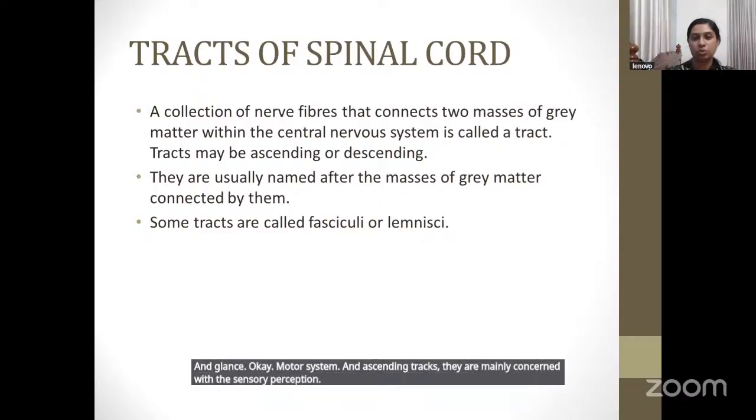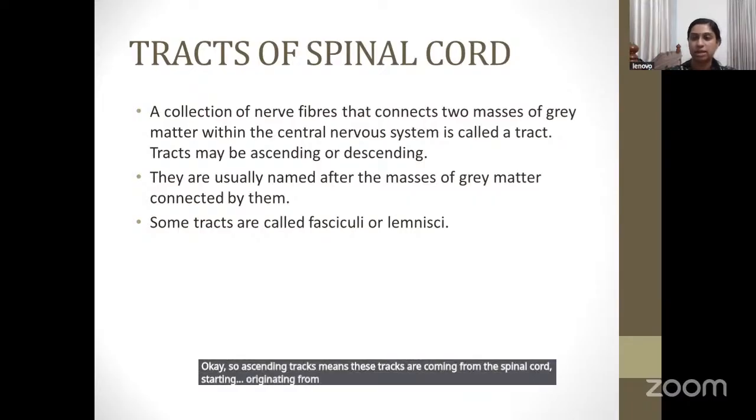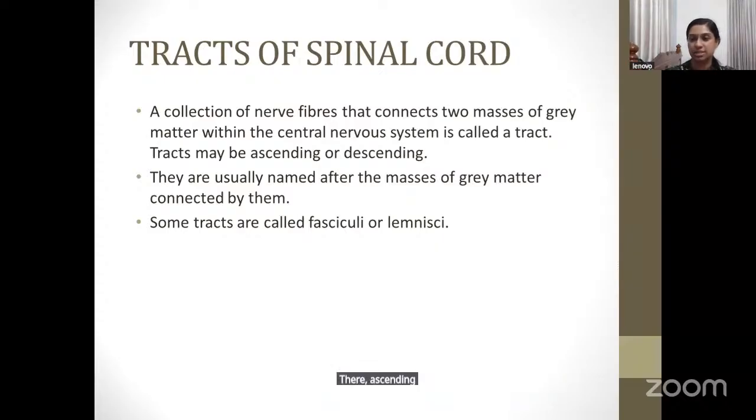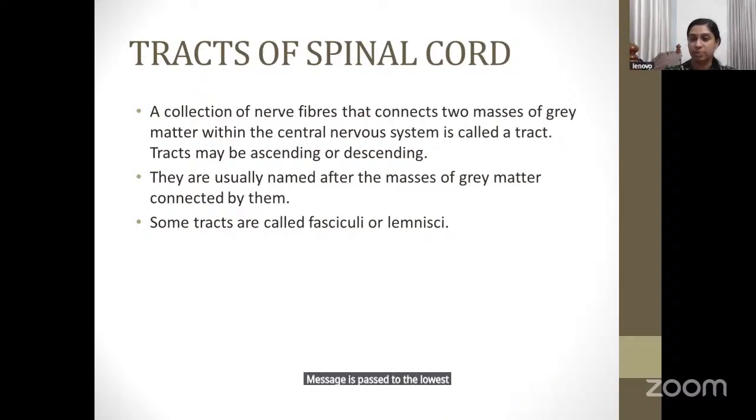Ascending tracts means these tracts are originating from the spinal cord, traversing to the higher centers of the brain. They are ascending tracts of the sensory system, associated with sensory perception. And from the higher centers, the message is passed to the lower centers of the spinal cord. Those are called descending tracts of the motor system.